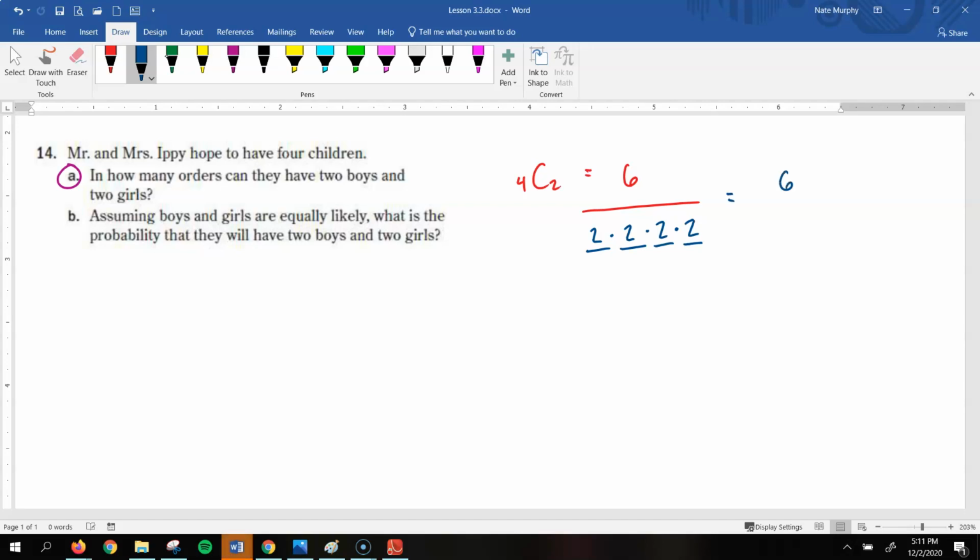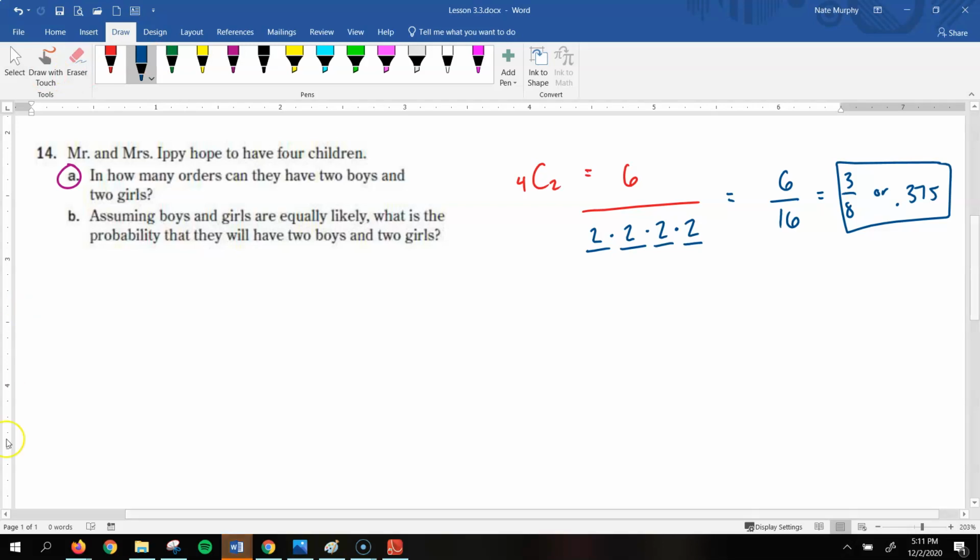And so what we'd have here is 6 over 16, which we can reduce if you want. 2 goes into there, so that would reduce to 3/8. Or as a decimal, it's 0.375. So either one of those would be your answer for 14. And again, that was from lesson 10.3. So hopefully that answers the questions that you had.